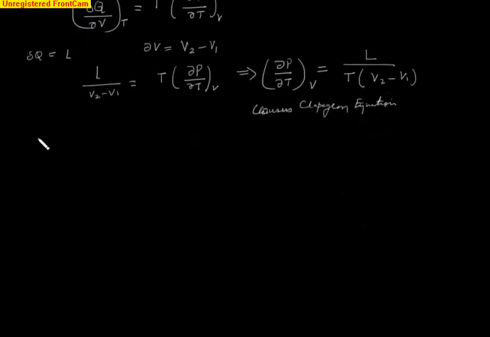Now this equation also explains the effect of pressure on boiling point, because in this equation curly P over curly T at constant volume, that means change in pressure with respect to temperature, is only positive if on the right hand side we have V2 minus V1 positive, or we can say if V2 is greater than V1.